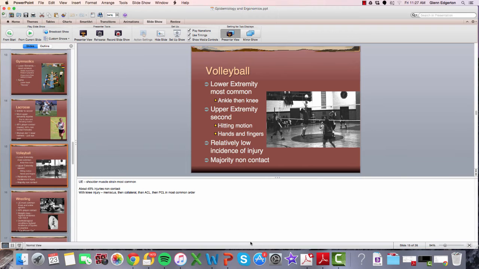Upper extremity is also a common injury with muscle strains being the most common, and that has a lot to do with the fact that they're hitting the ball repeatedly, serving the ball repeatedly, and they're going to get strains dealing with their muscles, as well as hands and fingers. When I was working clinically, I saw a lot of thumb and finger injuries on volleyball players because of the setting type activities that they do, and that really tends to sprain or jam fingers. But overall, there's a relatively low incidence of injury, with the majority of them being non-contact, not certainly considered a high-risk sport, and so it's not something where we see a lot of injuries happening.